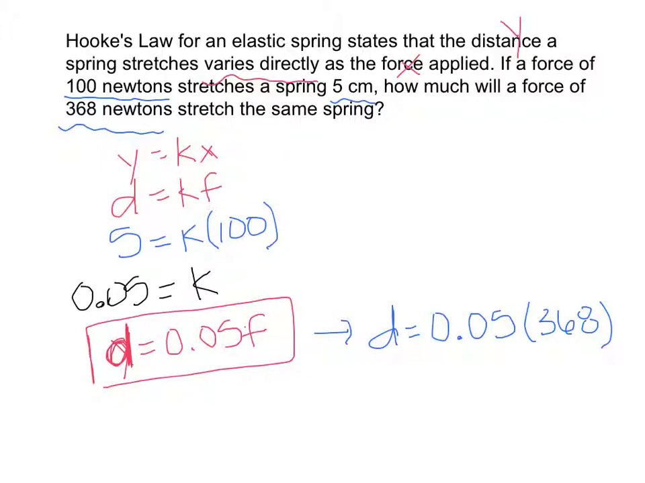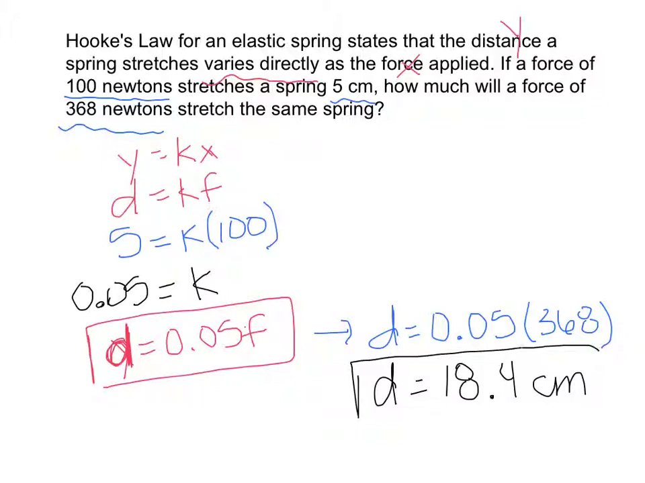And this is where we whip out our calculator and we go, okay, 0.05 times 368 gets us a distance of 18.4 centimeters. So, more force, that meant further distance, which makes sense. As one thing gets bigger, the other thing gets bigger.